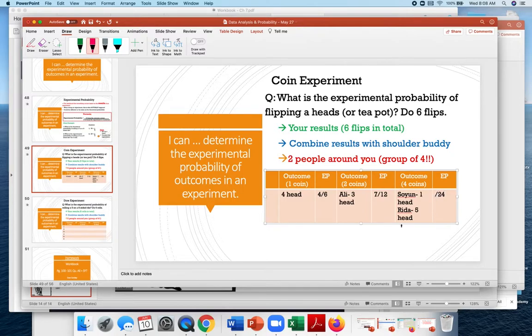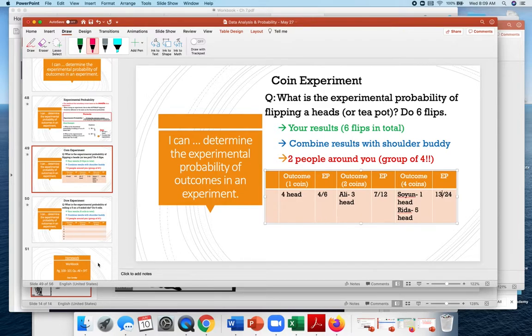And now we have to see how many favorable outcomes we have. Well, 4 plus 3, 7, 8, 13. That was our fictitious experimental probability. So 13 out of 24.